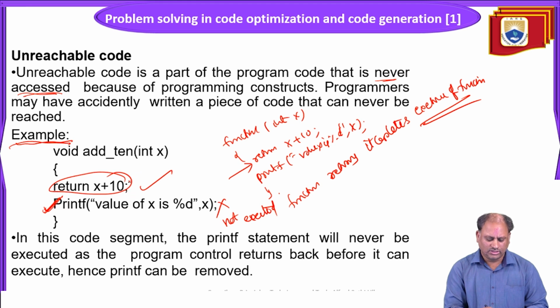That means here, even the presence of x is available, but it is not at all used in the printf statement. But the program code is written, so maybe it was accidentally written. That is to be identified: the code which is used or not used, and that code can be removed.